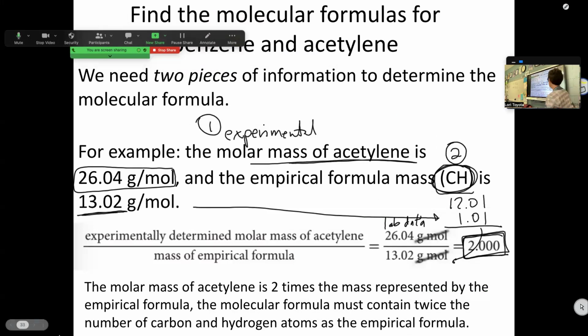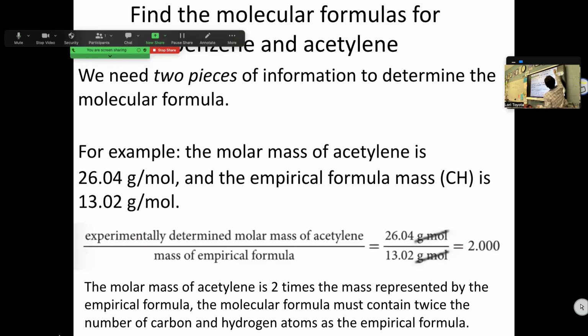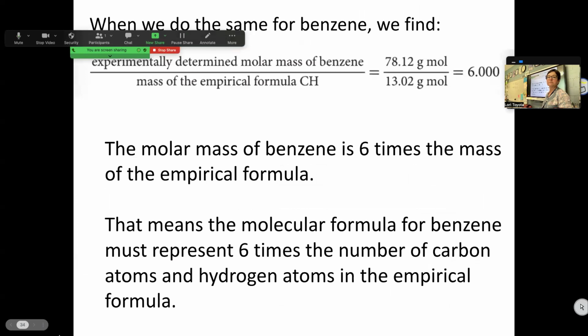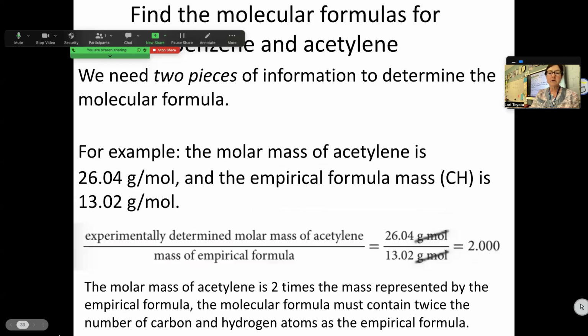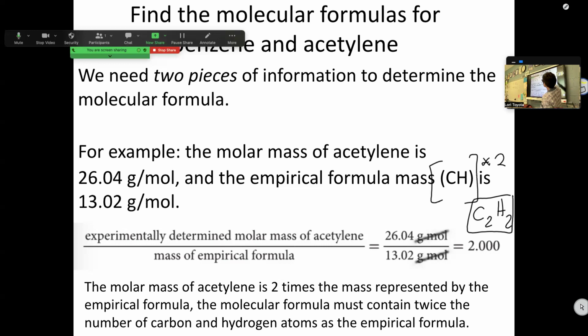We find that our ratio is 2. So if we take CH, our empirical formula, and scale up by 2, we have our molecular formula. So we would take this, multiply it by 2, and the answer is C2H2. That is our molecular formula for acetylene.